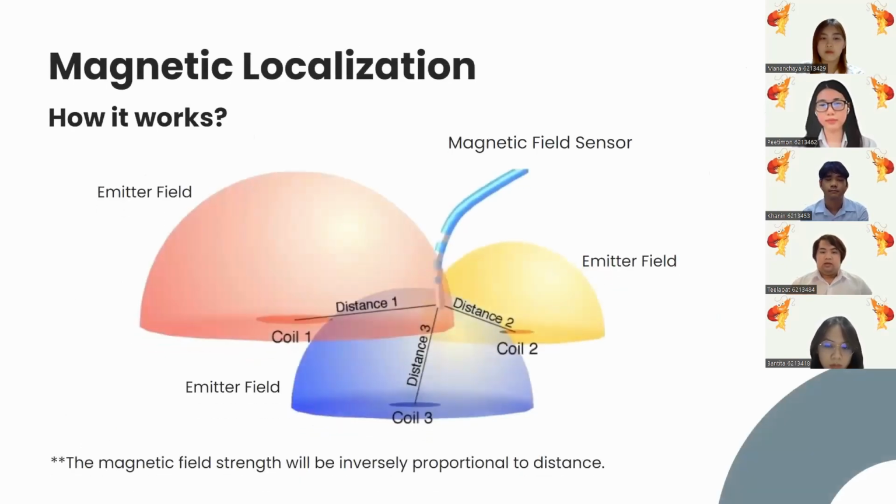So let's get to know the basics of how magnetic localization works. It begins with the magnetic coils generating the magnetic field. The field is represented as a colored hemisphere. Then the magnetic sensor will detect the strength of the magnetic field and convert it into distance. Therefore, the magnetic field strength is inversely proportional to the distance, as the core will have higher field strength while the edge has lower field strength.